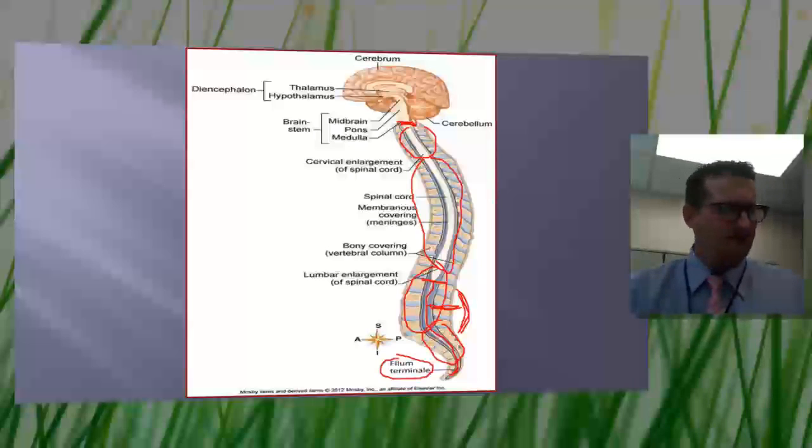There are 31 pairs of spinal nerves that branch out from the spinal cord, and these are the main divisions: the cervical, thoracic, lumbar, and sacral. It's important to note that, again, the spinal cord itself ends at about L1, the first lumbar vertebrae, but the spinal nerves continue to extend down lower in the spinal canal, and leave the vertebral column at a different location.